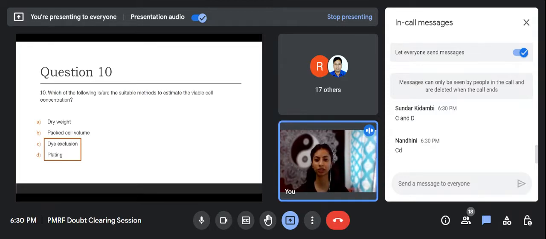But dye exclusion works because dyes like trypan blue are not absorbed by live cells. Only dead cells which have cracks in the cell walls will be able to take in those dyes. So using that you can see how many cells are alive.